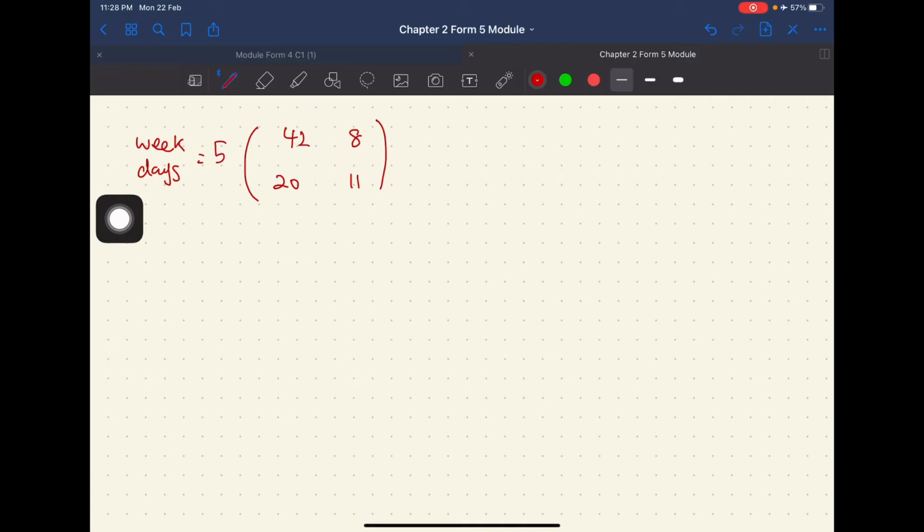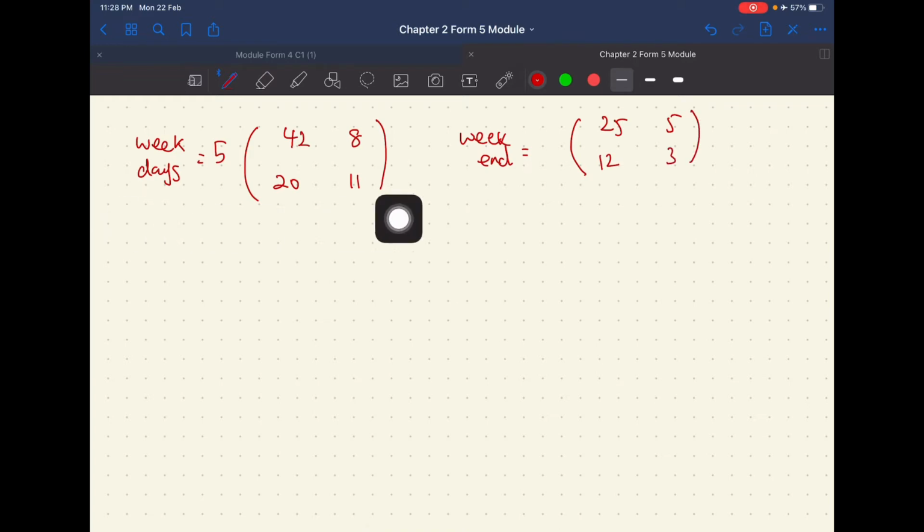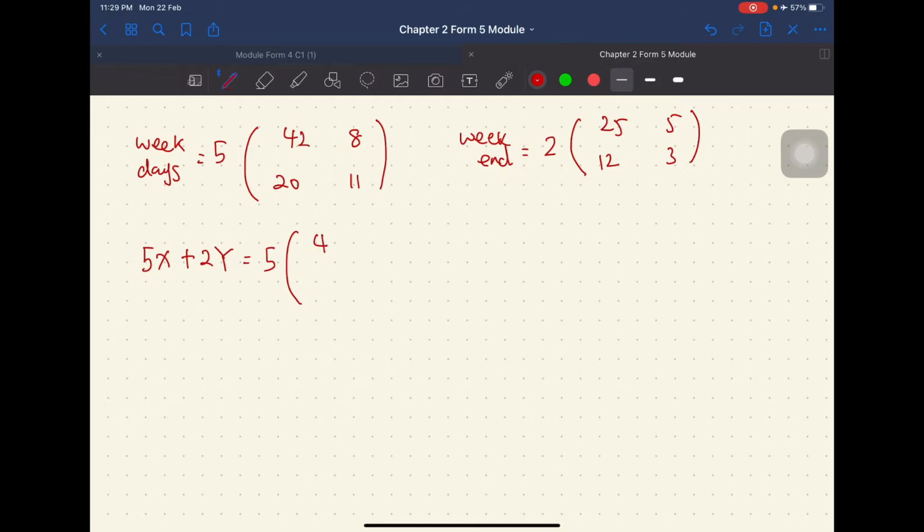And then you have the weekend. So you have 25, 5, 12 and 3. This is only the figure for one day. So how many days are there during the weekend? You have 2 days. So the total number of vehicles parked in 1 week, for example I write it as 5X plus 2Y. So you have 5 times [42, 8; 20, 11] plus 2 times [25, 5; 12, 3].